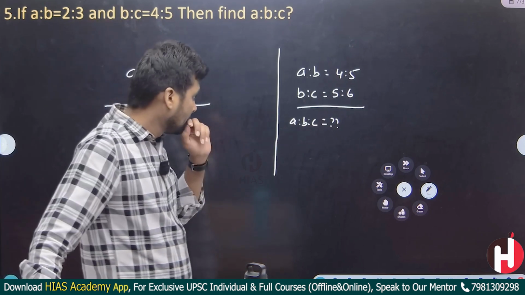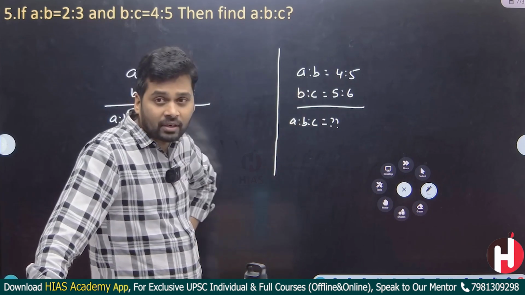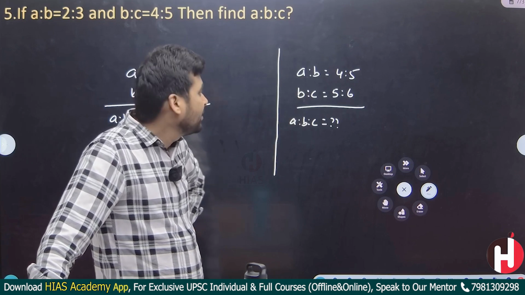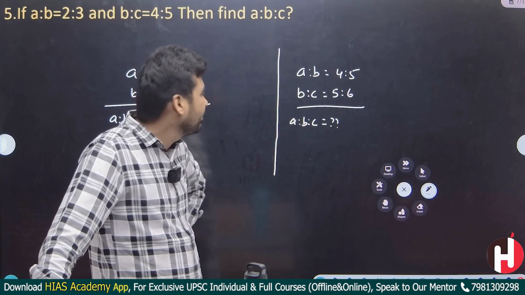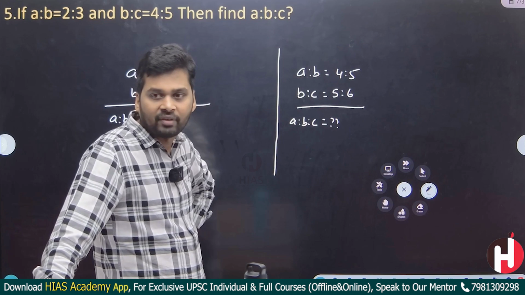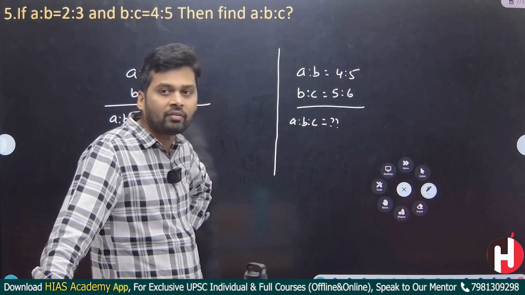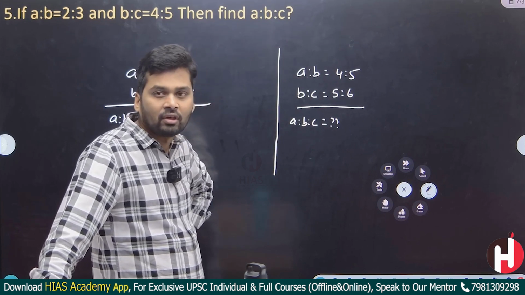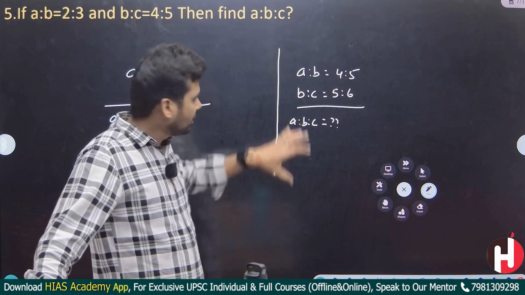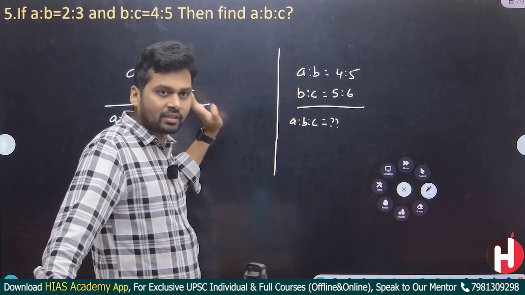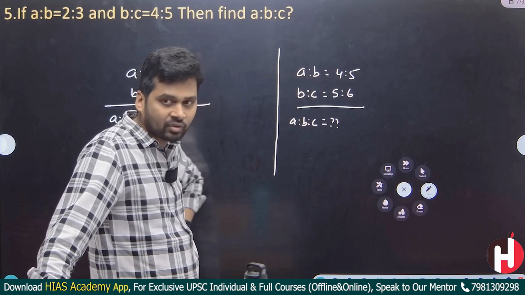Which means that if the terms are repeated, A is to B value is equal to 4 is to 5, B is to C value is equal to, suppose I give it as 5 is to 6. From this, can you find out that A is to B is to C value? What is that? We'll see the example later. So first you tell me the answer for this one.